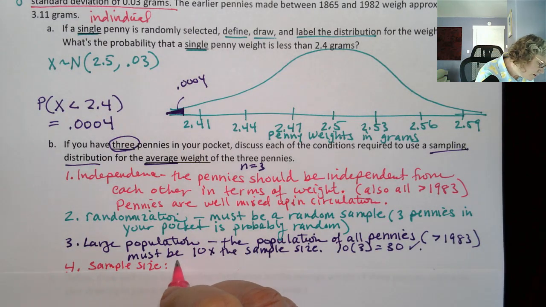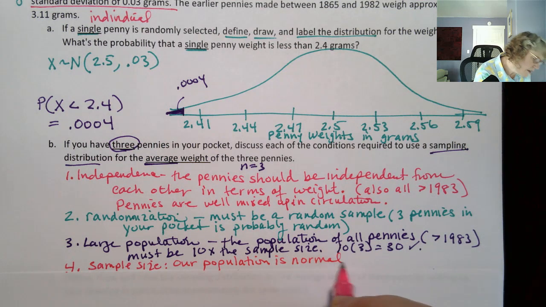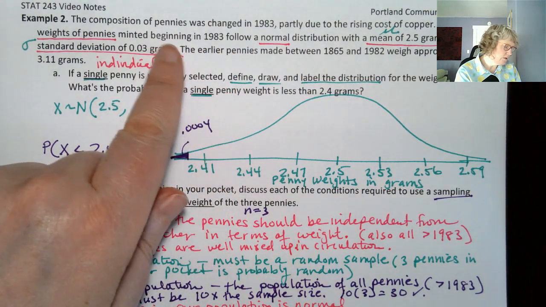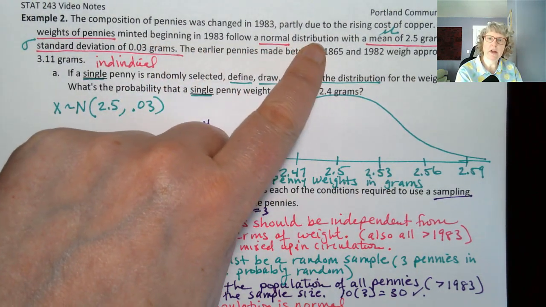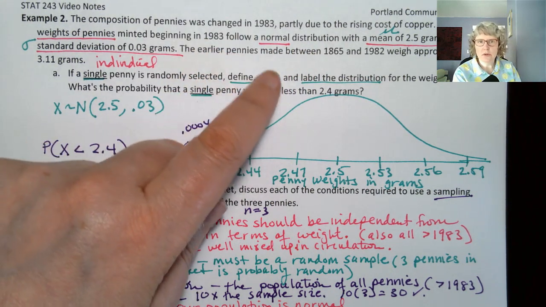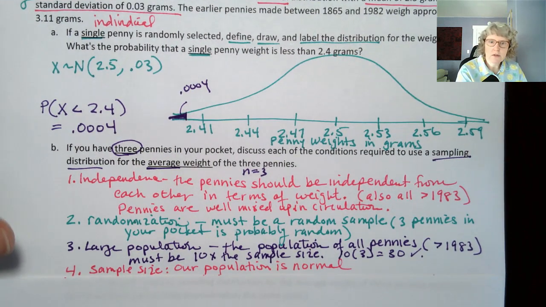Sample size, our population, or I could say the population of pennies, is normal. And if you want to just refresh, they did tell us that right here. The pennies follow a normal distribution. So they have to tell us that. Otherwise, they might say something is skewed to the right or skewed to the left. Okay, or unknown, or something like that.